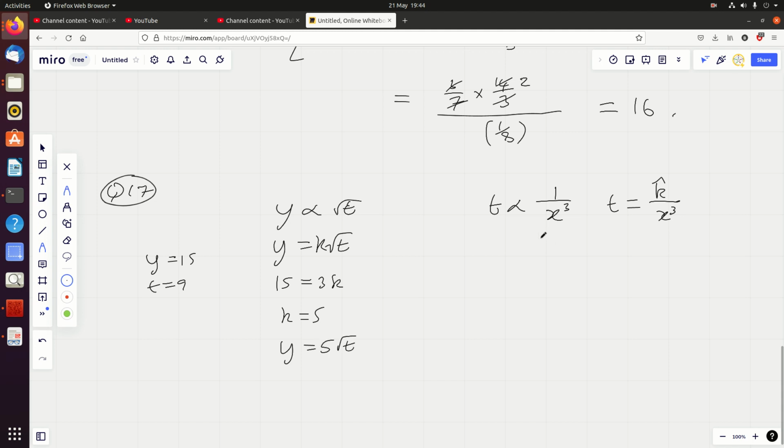I can do the same thing over here as well because they told us t is 8 when x is 2. And so you've got 8 equals k hat over 8. So it looks like k hat equals 1. Yeah, I've written 8. I said 1, but I wrote 8. Hang on, what am I saying 8? Anyway, k hat is 64.